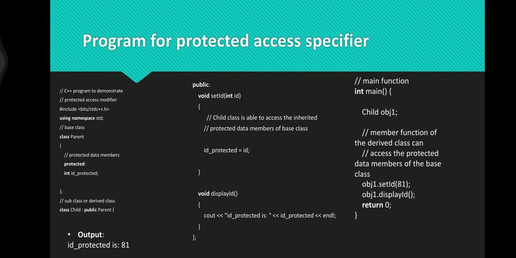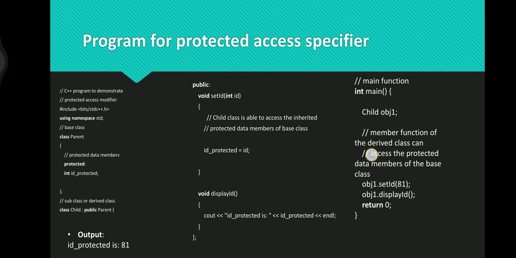In the main function, we are creating an object child obj, as the member function of the derived class can access the protected data member of the class. Now we are calling the functions object.setId and object.displayId. So that's all for the protected access specifier.